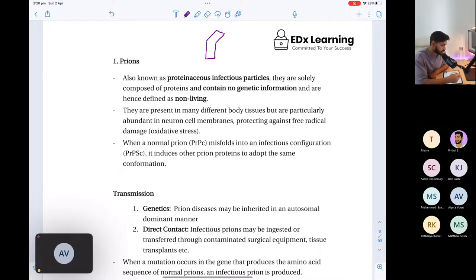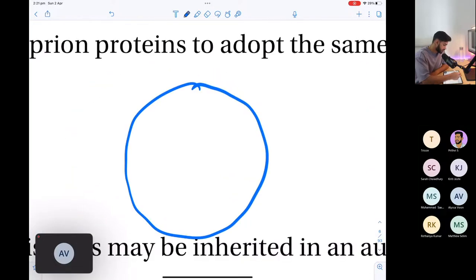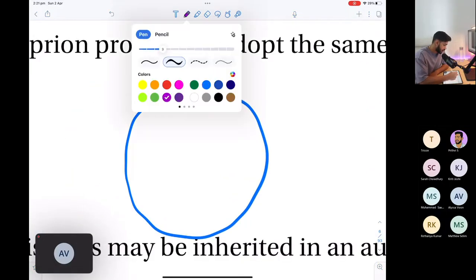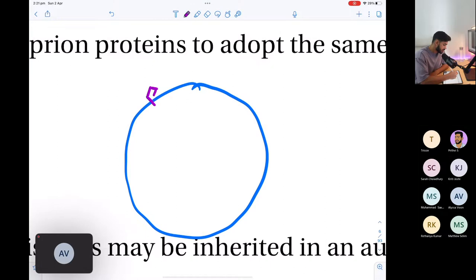These prion proteins are found in brain cells specifically. Another name for a brain cell is a neuron. Maybe I'll draw it to the side. Here. If this was a brain cell, we zoom into the structure. We have prions that exist in the cell membrane, and they're folded like this.